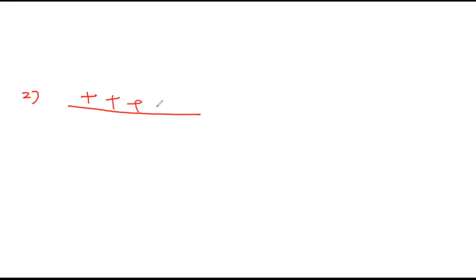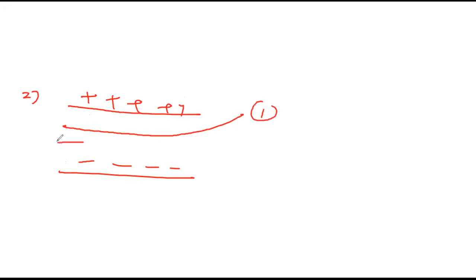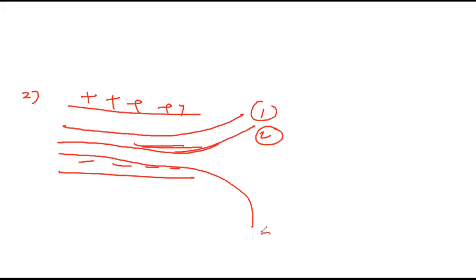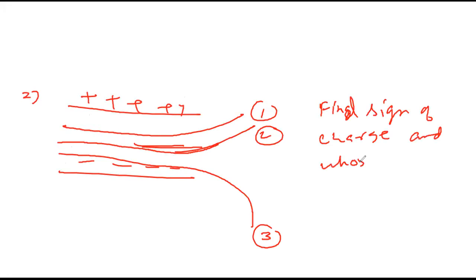This is the positive plate. Here is the negative plate. Charges are entering like this. This is the first one, this is the second one, and this is the third one. Find the sign of each charge and whose Q by M is greater.